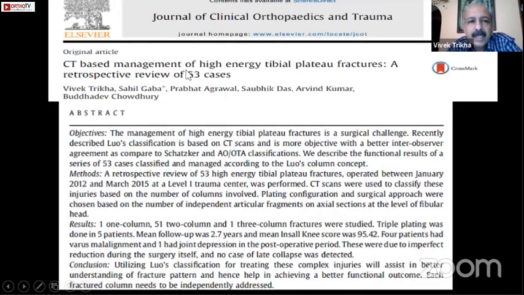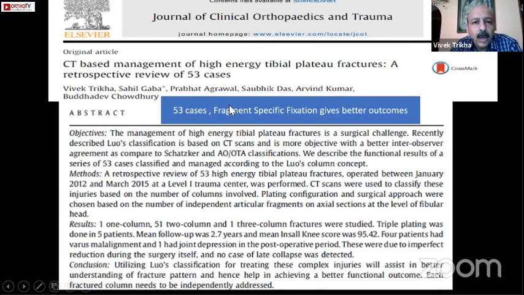So over the years, this is our latest paper in JCOT where we showed that the CT scan has totally changed things. Over the last 5-10 cases, what you have seen is that the X-ray picture is not the one which is showing us how to manage these fractures. It's the CT axial cut which is telling us how many plates might be required, and how to fix those fracture fragments. And here, out of 53 cases, we found that when we do CT-based fracture-specific and fragment-specific fixation, we get good results.